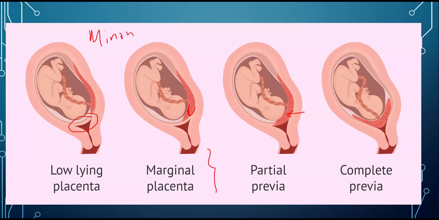Partial previa is when it covers most of the internal os. And when it covers the full internal os like this, that's complete previa. So this is grade 3 and grade 4. That's what we call major placenta previa. Definitely major placenta previa has a high risk of bleeding, and also the management is different from minor to major.